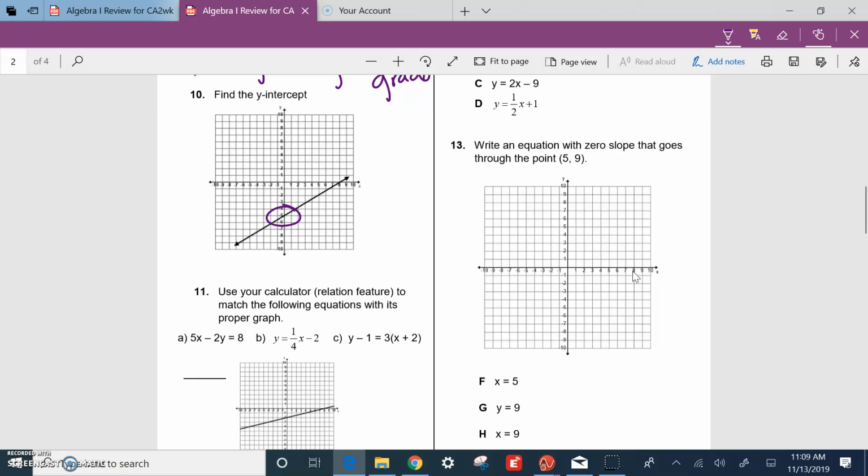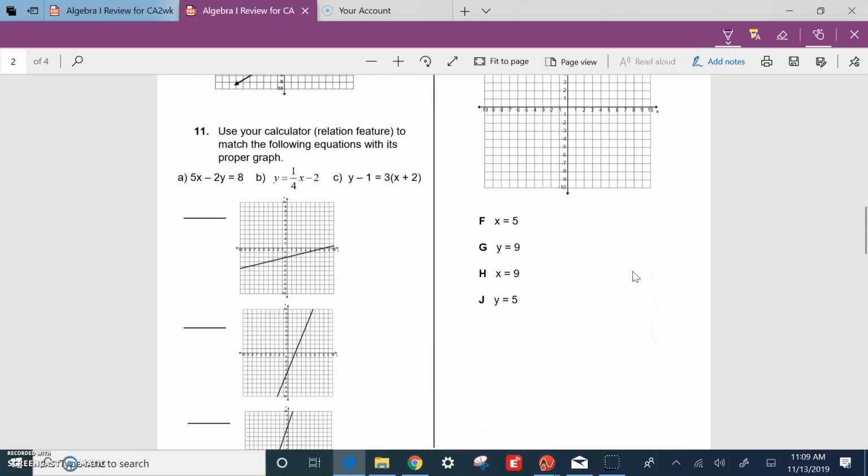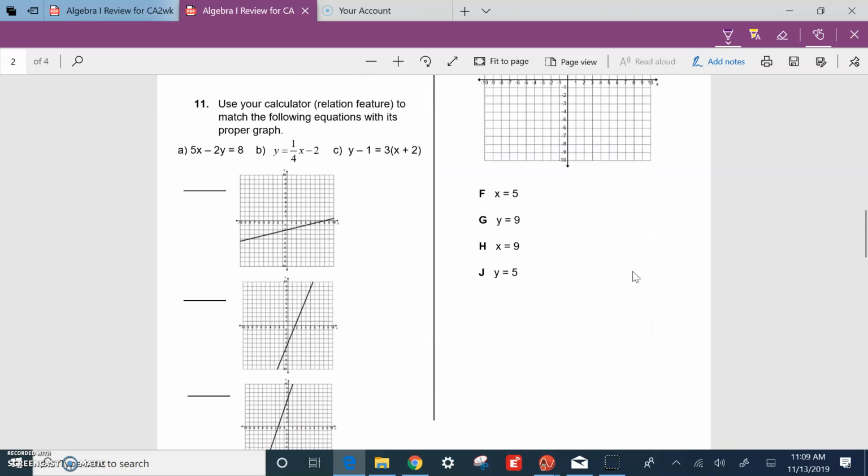The y-intercept is where it crosses the y-axis, so negative 5 or 0, negative 5 in case it gave it to us as a coordinate point. Number 11, it says use a calculator to match the following equations. I'm going to use a calculator for A and C, but for B, I'm just going to do it by hand. Our y-intercept is negative 2. So this one crosses at negative 2, and then we're going up 1 over 4 because of our slope. So up 1 over 4, up 1 over 4. So definitely this one is our B.